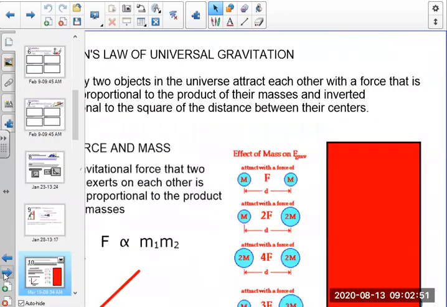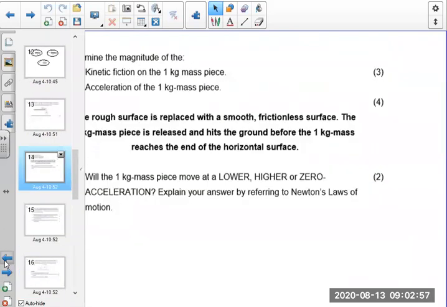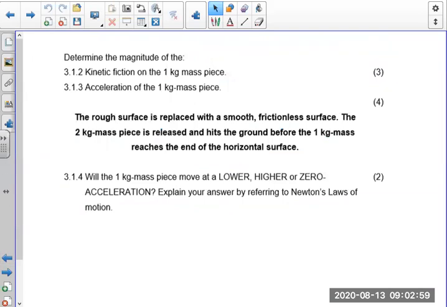So let's quickly look at the question that we stopped with yesterday. We stopped with this one. We worked out the acceleration yesterday. That was the last one that we did. Now they say the rough surface is replaced with a smooth frictionless surface. The 2 kilogram mass piece is released and hits the ground before the 1 kilogram reaches the end of the horizontal surface. Will the 1 kilogram mass piece move at a lower, higher, or zero acceleration? And explain your answer by using Newton's law of motion.